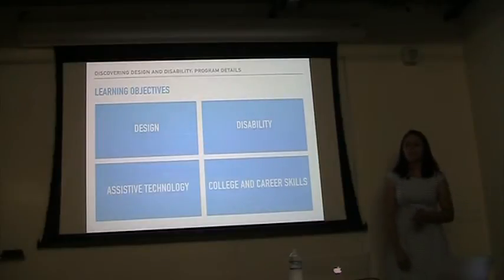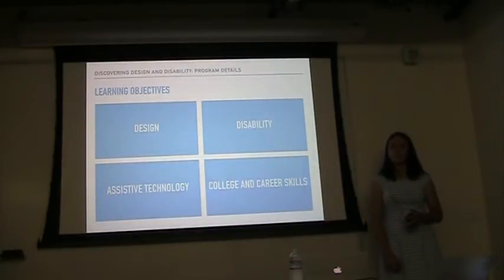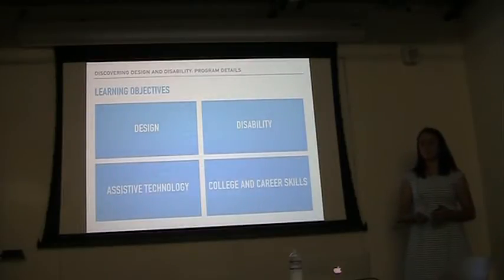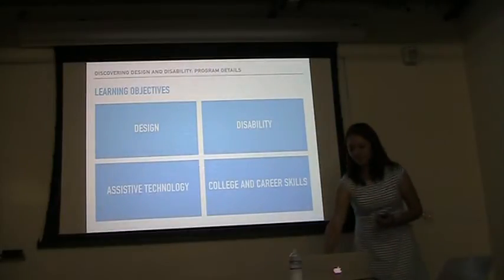So to outline the learning objectives, I broke it into 4 categories: design, disability, assistive technology, and then college and career skills. And I outlined a list of learning objectives for each of these, and rather than going through those with you, I thought I would try to summarize it.